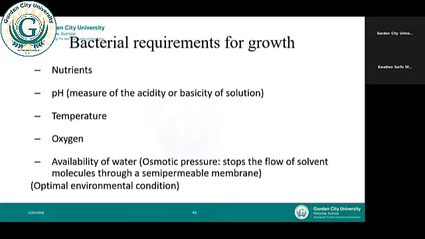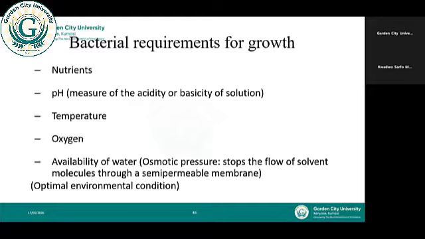So, the conditions that these microorganisms need to grow. It's not only bacteria, but I'm using bacteria as an example. You are a living organism, you need food. So microorganisms also need food, so nutrients to grow. But they don't have a digestive tract like you have. So they pick up simple molecules that will help them to survive.